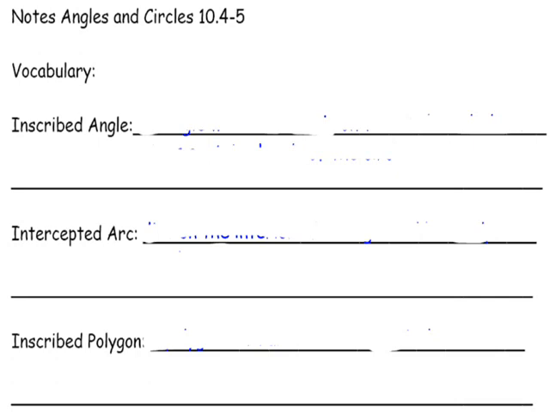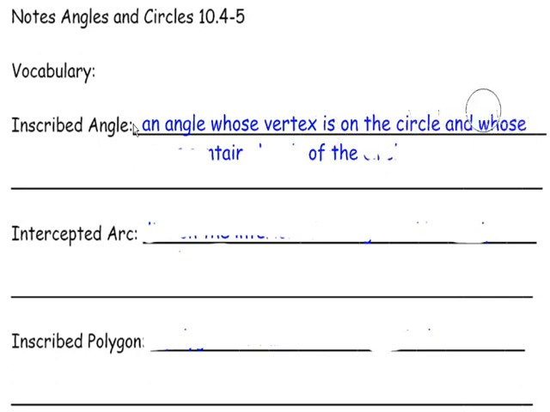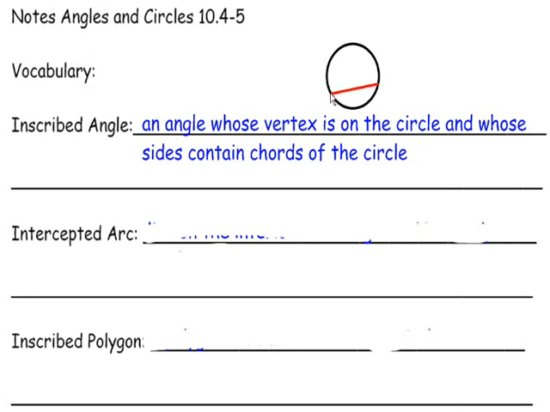All right, let's begin, as always, with vocabulary. So we're going to talk about inscribed angles. An inscribed angle is any angle whose vertex is on the circle and whose sides contain chords of the circle. So let's see what that would look like. We start with our circle, and my vertex is going to be on the circle. So let's say this point right here is my vertex. There's one chord, and here's another chord. So this angle right here, that's my inscribed angle. Vertex on the circle, sides are chords of the circle.